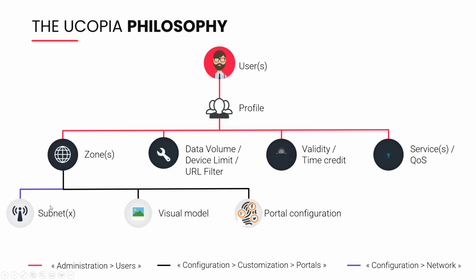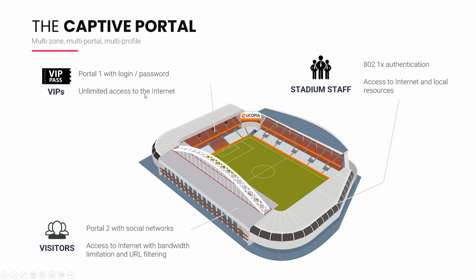Now, each of these user groups can have their own visual models and captive portals. All of that I will show you in a second. And these other things are all the settings that come under profile, for example, the URL filtering, data volume, validity, and quality of service. All of that I will cover in my demonstration.